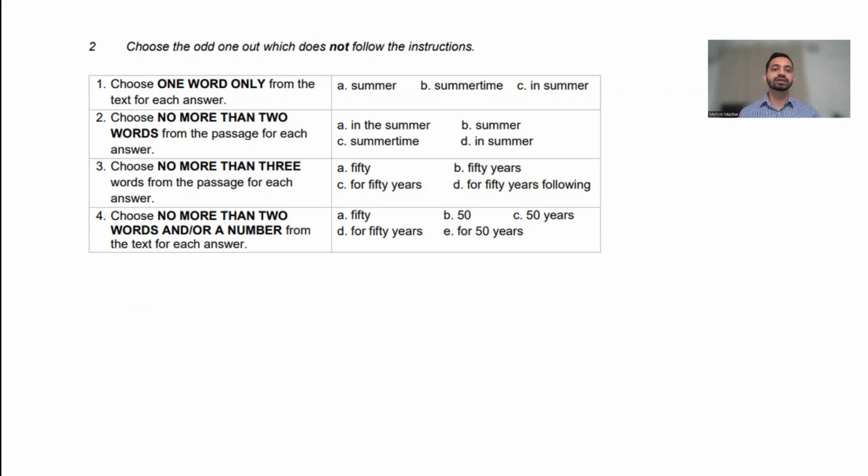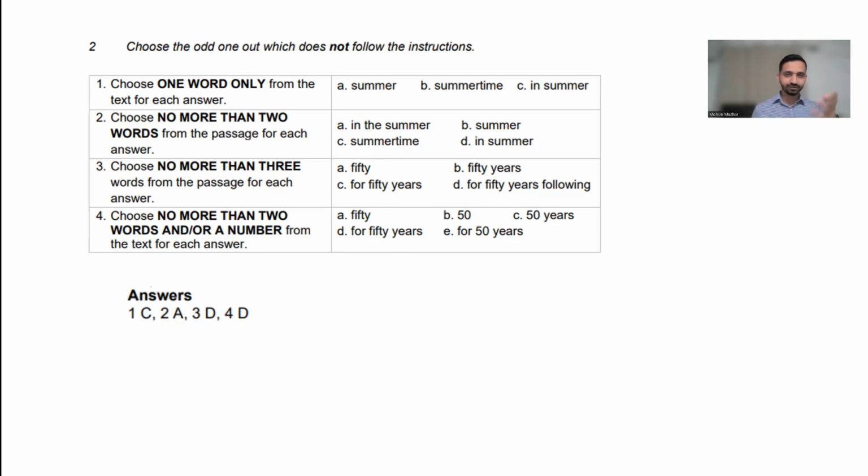So this was the odd one out, which does not follow the instructions. I want you to understand that following the instructions is crucial. Which answer do you think is the odd one out that you cannot write? One word only from the text for each answer. Which one is correct? Which one is the odd one? One of the answers is the wrong answer, and you'll have to choose that. Pause the video here and follow the instructions and tell me which one is the odd one out. All right, when you come back, we'll review the answers.